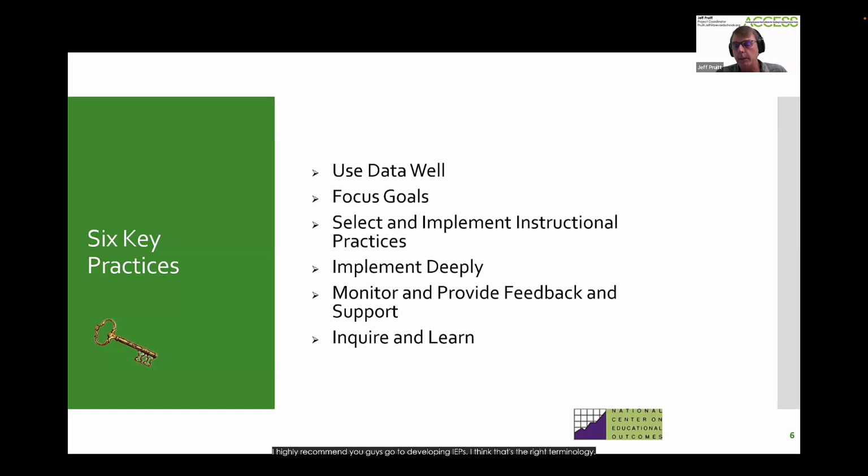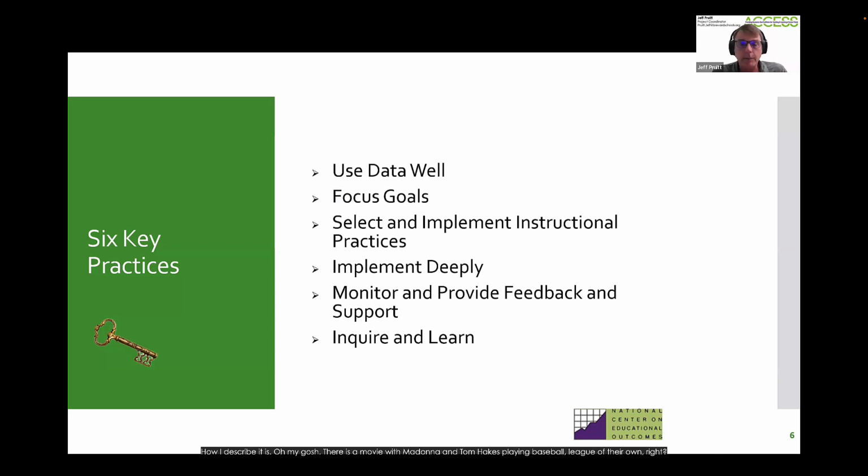I highly recommend you guys go to developing IEPs. I think that's the right terminology. I know that we're not allowed to call it quality IEP anymore, but everything's based off of data. It does not go in the IEP unless you have data to back it up.